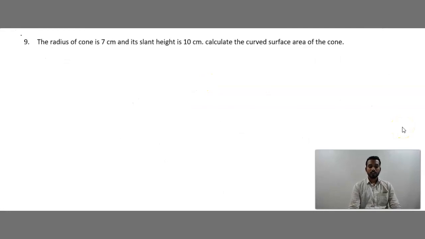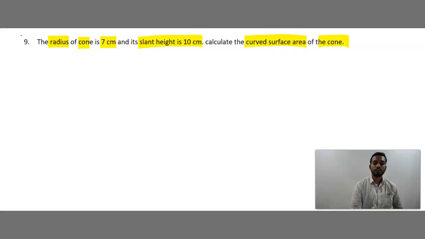In this problem, what is the question? The radius of cone is 7 cm and its slant height is 10 cm. Calculate the curved surface area of the cone. Done. What is given? Radius of cone is 7 cm. Slant height is 10 cm. What we want to find? Curved surface area of cone. We should find the curved surface area of the cone.